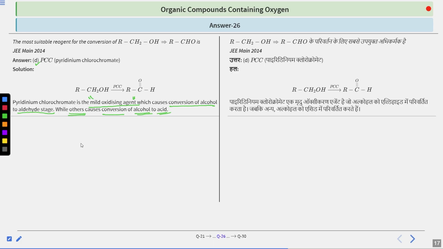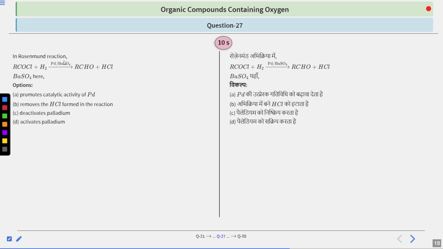Let's move on to our next question. In the Rosenmund reaction, RCOCl plus hydrogen in the presence of palladium and BaSO4 gives RCHO plus HCl as a side product. So what is the function of BaSO4, you have to tell. Options are: promotes catalytic activity of palladium, removes the hydrogen chloride formed in the reaction, deactivates palladium, activates palladium. You have some time to think about this question. After that, we will see the answer.